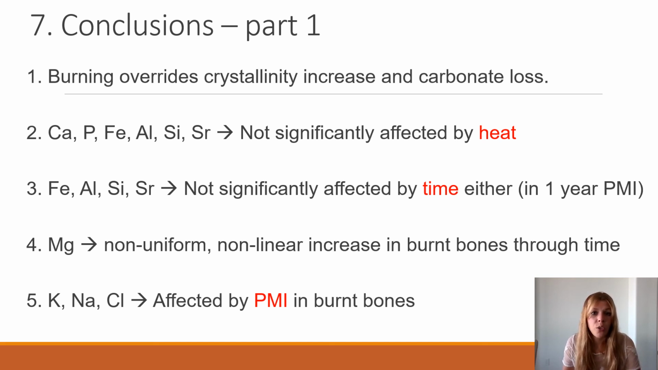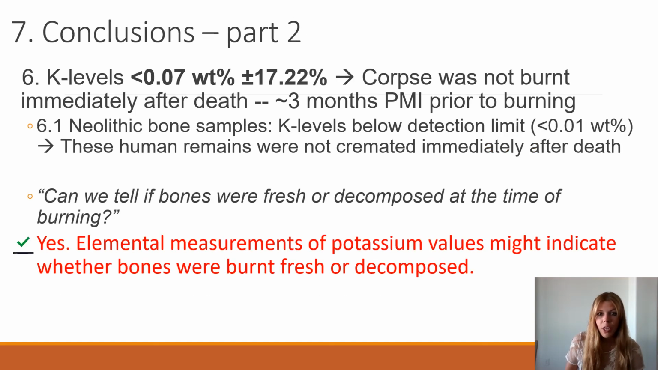Magnesium showed a non-uniform and non-linear increase through time in the burnt bones. Only 3 elements were found to be linearly affected by time since deposition in burnt bones, which were potassium, sodium, and chlorine. Potassium levels of under 0.07 weight percent in the mid-cortical zones of burnt bones suggest that the corpse was not burnt immediately after death, but after 3 months.